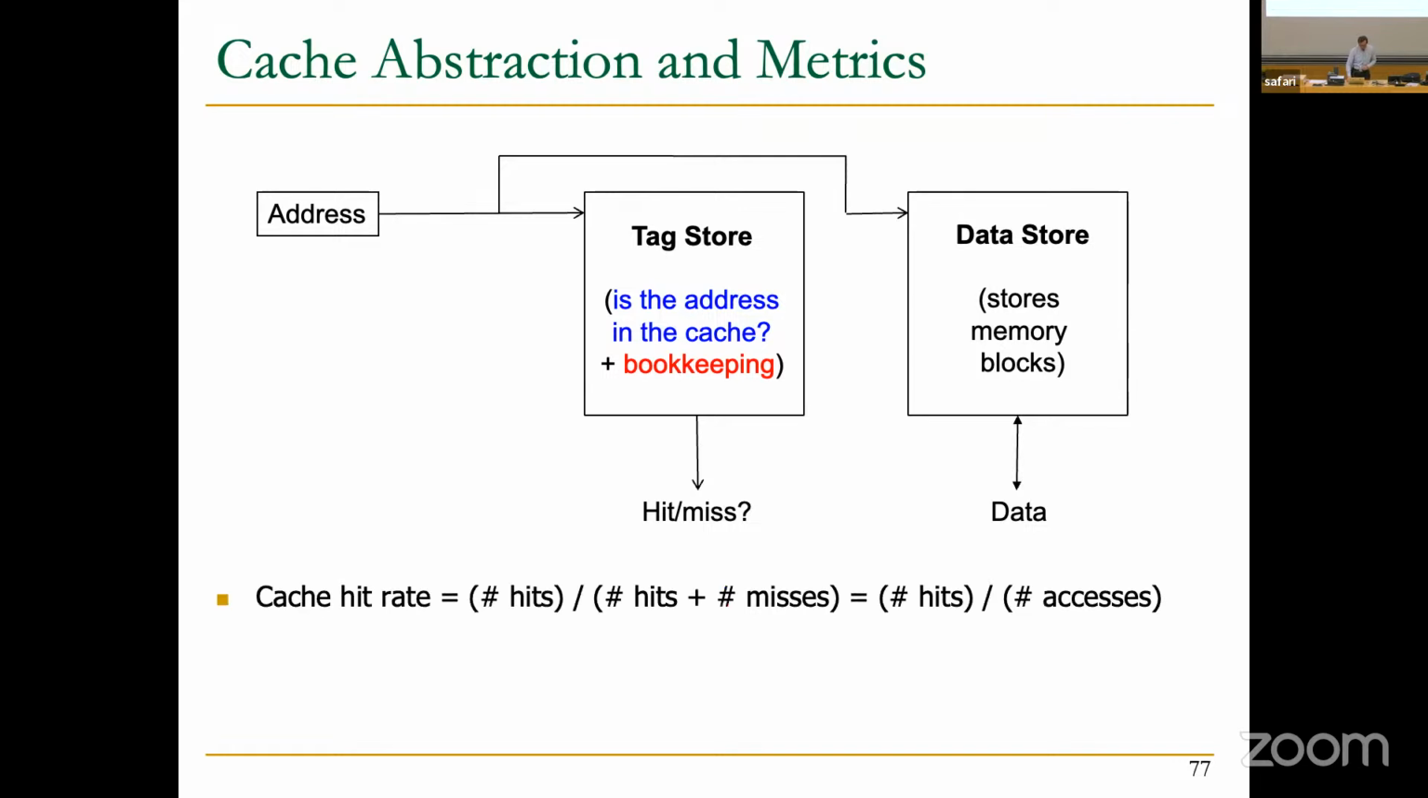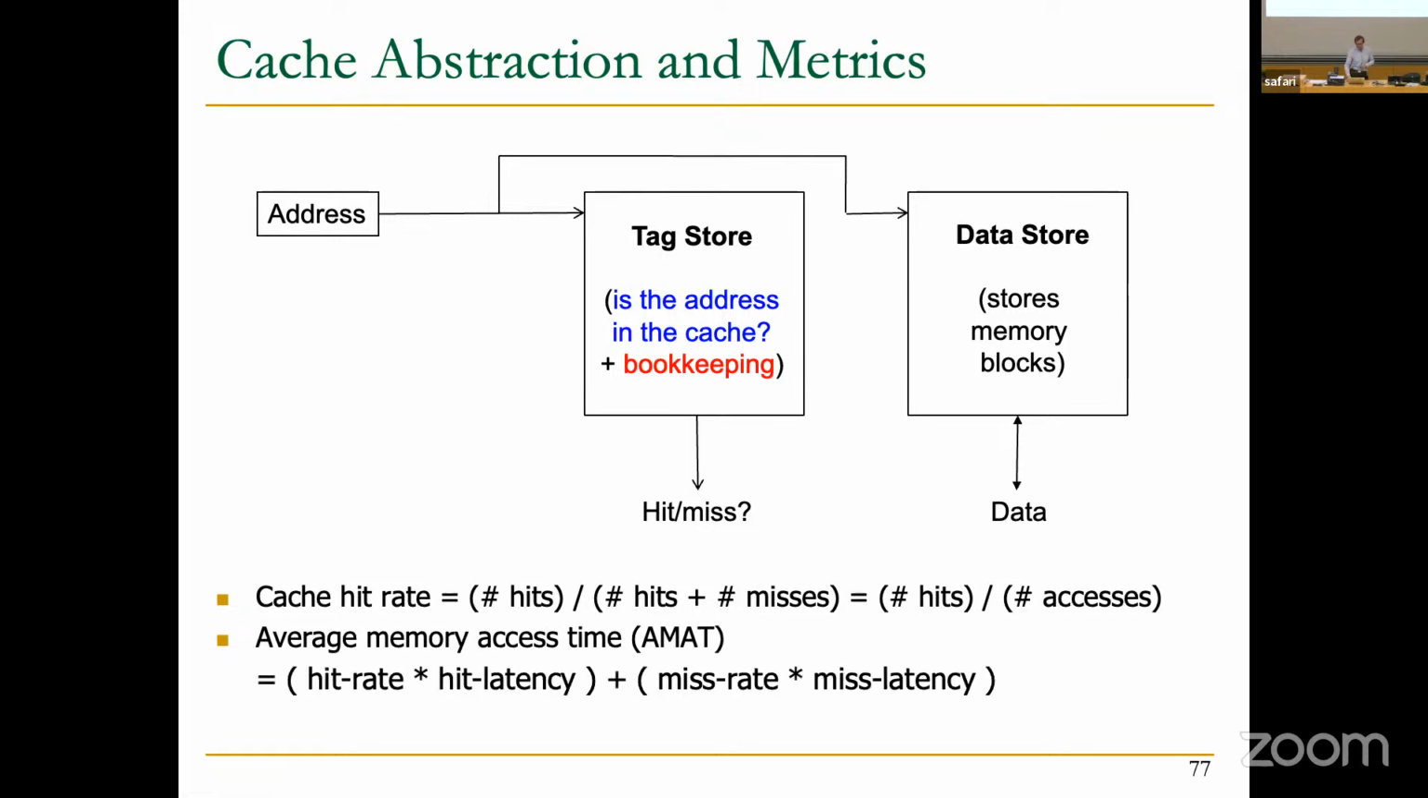Okay. So cache hit rate, I'm going to talk about some metrics, but to foreshadow something quickly, cache hit rate, we've already kind of defined it. It's the number of hits divided by number of hits plus misses, or number of hits divided by number of accesses to the cache. And then we discussed average memory access time earlier. Essentially, it's hit rate times hit latency plus miss rate times miss latency. And this is hierarchical because miss latency is dependent on the next level, right?